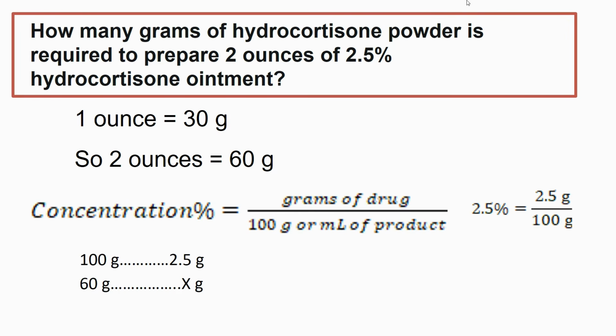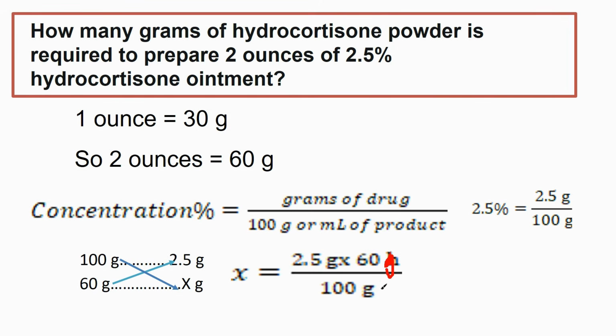Then do a cross multiply. In the cross multiply, always point the arrow to the x grams, because you need to prepare 60 grams. 100 grams has 2.5 grams, so 60 grams is how much? Point the arrow to the x grams and then the 60 grams to this one. If you do cross multiply, you will get 2.5 grams times 60 grams. This is the grams.